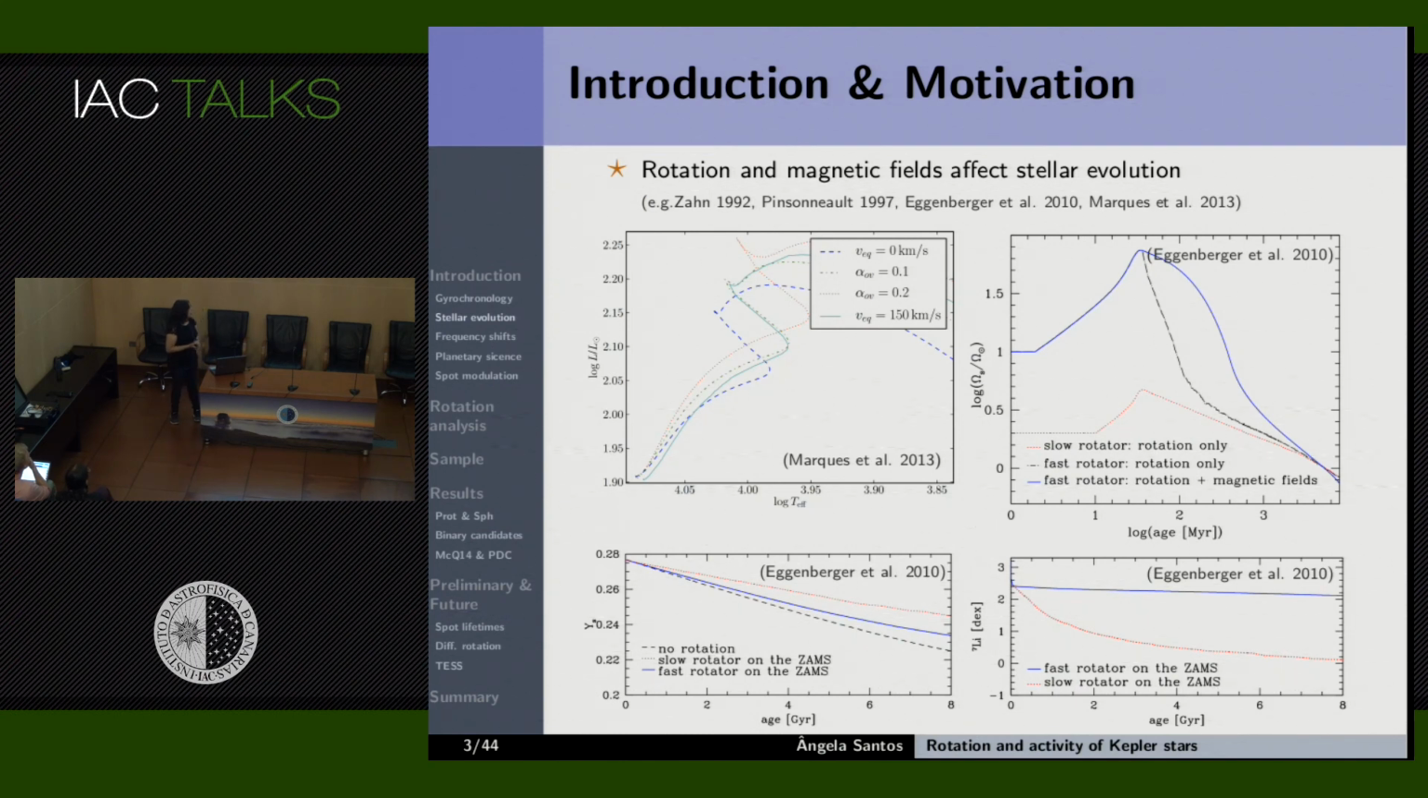Another reason is that rotation and activity also affect the evolution of stars. Just to illustrate, these are different stellar models with and without rotation and magnetic fields, and we can see how they change when including those properties in stellar models. So it's important also to constrain rotation and activity for such large samples to better understand how they affect the evolution of stars.